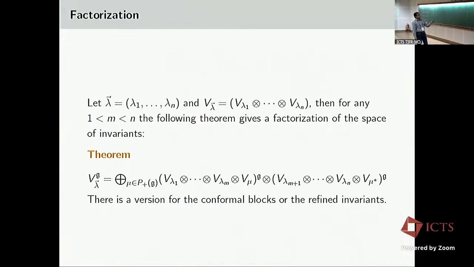If you start with g a Lie algebra, and you take a tensor product of n finite dimensional modules and look at the invariants, and then you choose any m between n and 1, then they have this factorization. Just observe that the sum is infinite, but only a finite number of things show up, because the rest go to 0. This property is called factorization. A similar property holds for the conformal blocks as well.